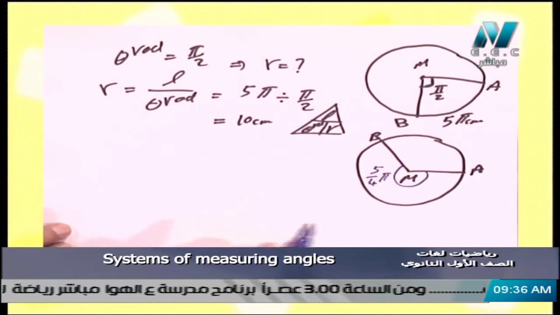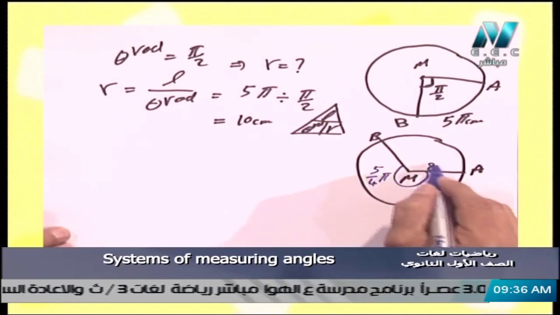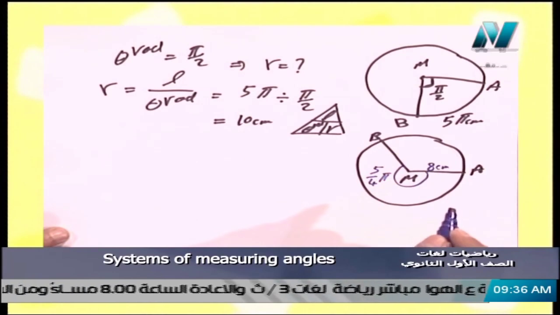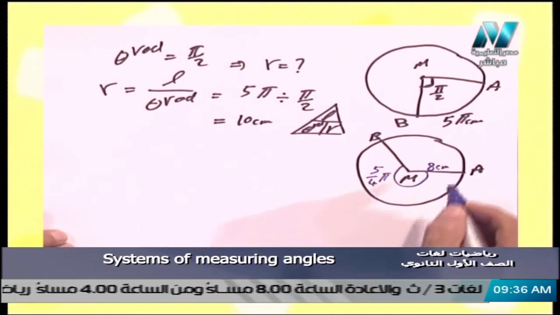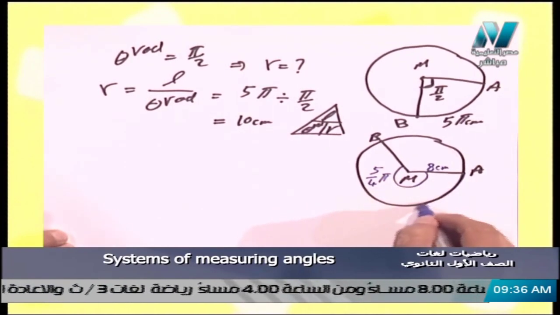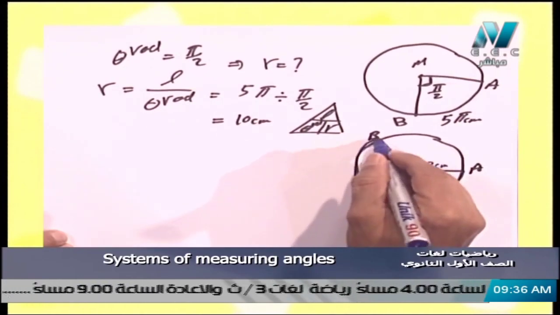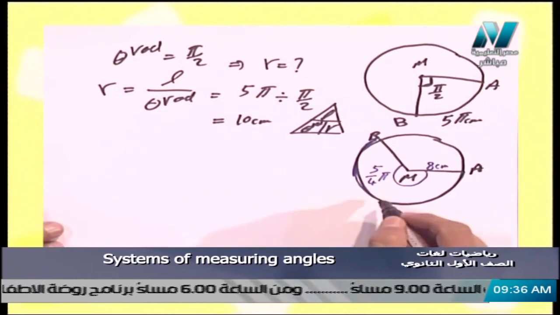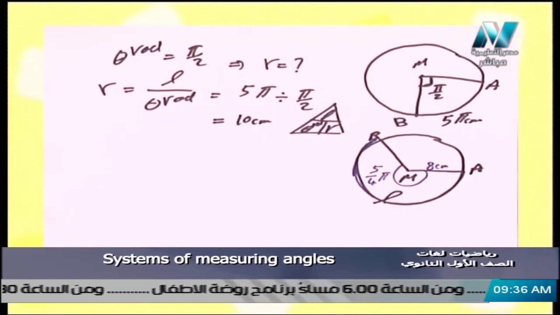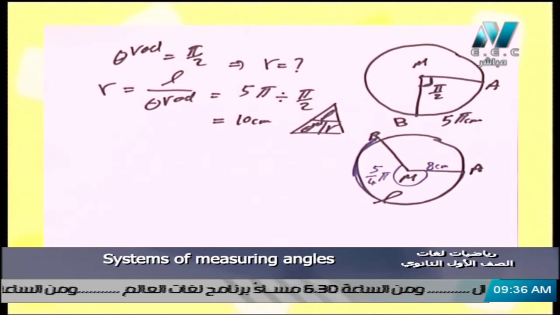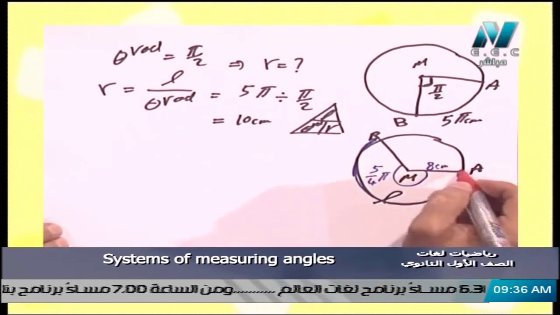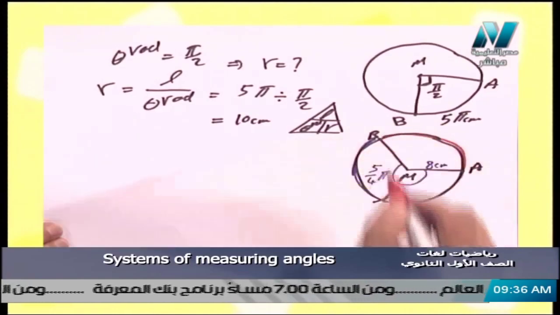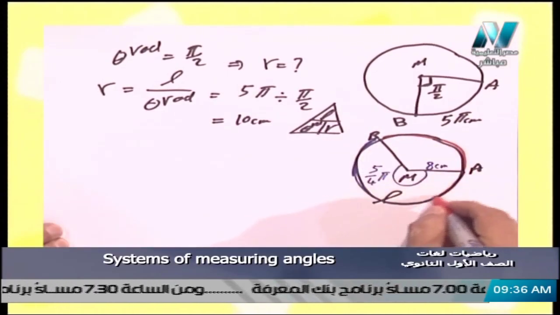Okay, and the radius equals 8 centimeters, and we want to find the length of the major arc here. Why is it the measure of the arc? Because we have two arcs here. This is a small one, which is minor, and this is a big one, which is major.